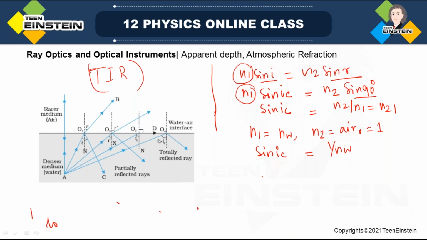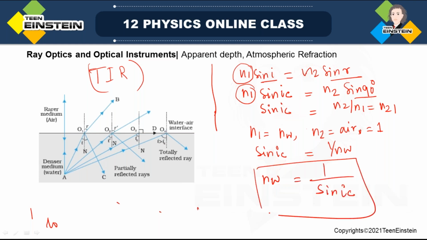So what we get here is that will be 1 over sine IC. Sometimes you will be asked a numerical problem from this particular formula. Sometimes you may be asked what is the angle of critical incidence. So if you want to find out this IC, then what you have to do is sine inverse of 1 over the refractive index. Like that you have to find out.